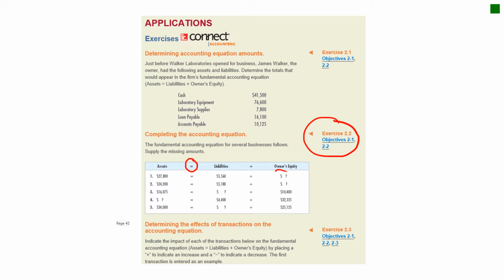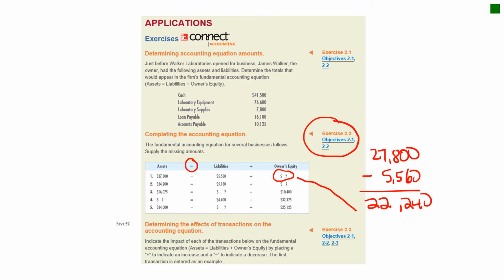So to figure out the unknown here, which is equity, again, you would take the $27,800 and subtract the $5,560, and that's going to give you $22,240. That would be your equity. So again, it's just simple math. You just have to make sure sometimes you're going to add, sometimes you're going to subtract. You'd solve the second one basically the same way.